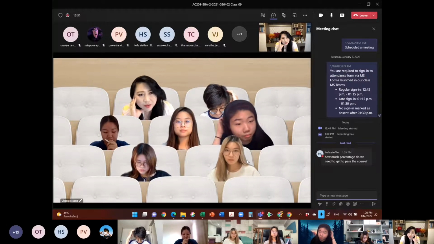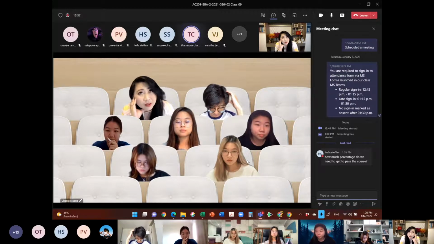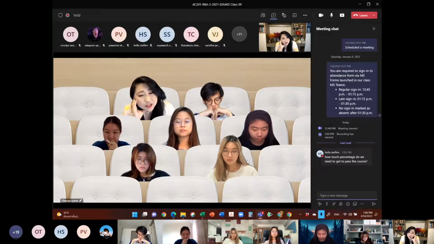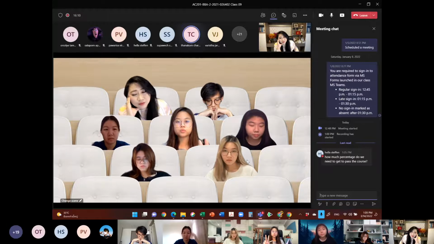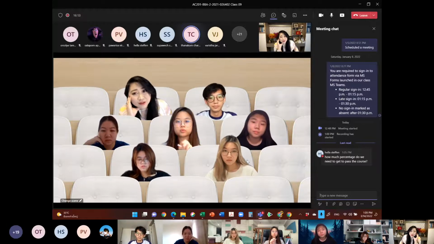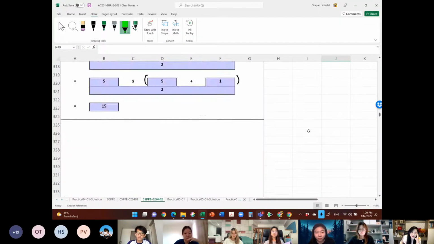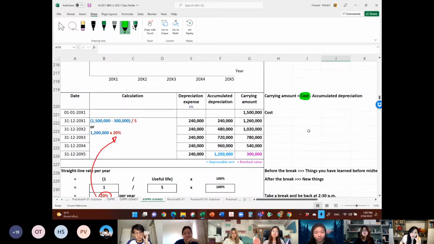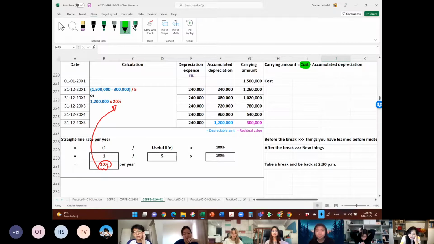Do you remember the example that we talked about in last class? If you are using straight line over the life of the asset, how much is the depreciation that you have charged? The example that we talked about last time. If we are using straight line, how much is the total depreciation that we have charged? Is it the depreciable amount? How much is it? Say the number.